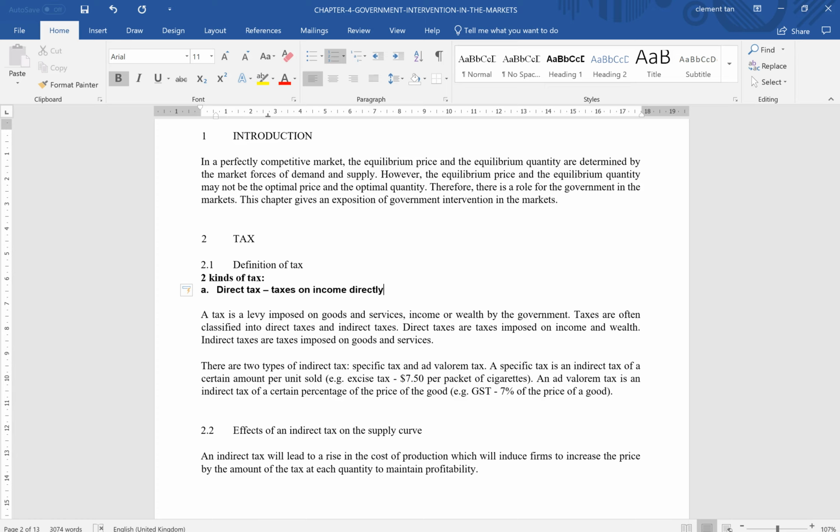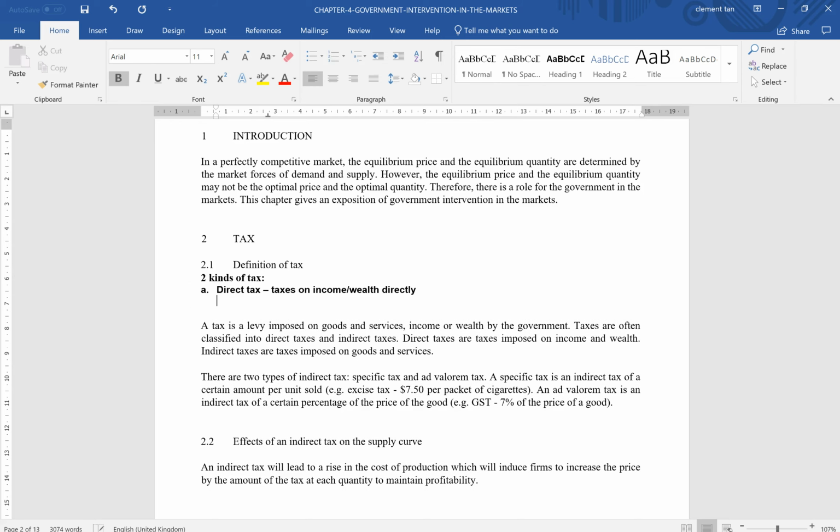So there are a few kinds of direct tax. Maybe I won't just say income, wealth also. So what's the difference between income and wealth? Let's say what are some examples of direct tax? Of course, we all know, personal income tax. For Singapore, the top personal income tax rate you have to pay, marginal income tax, want to guess? How many percent?